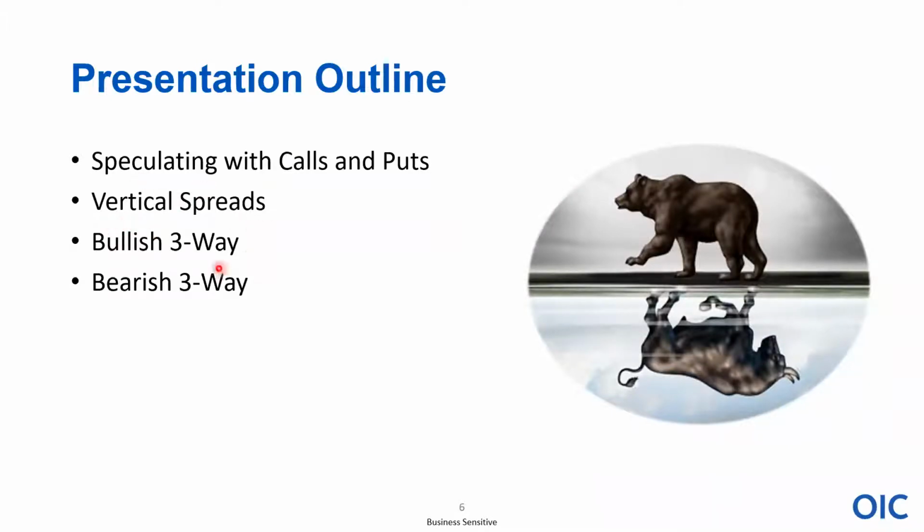We'll talk vertical spreads. I'll do all four of them. The credits and the debits are both the bullish and bearish side. And then what I call the three-way spreads, and that's going to add yet another layer of complexity. So one-sided trades, then two sides, and then we'll have three sides.